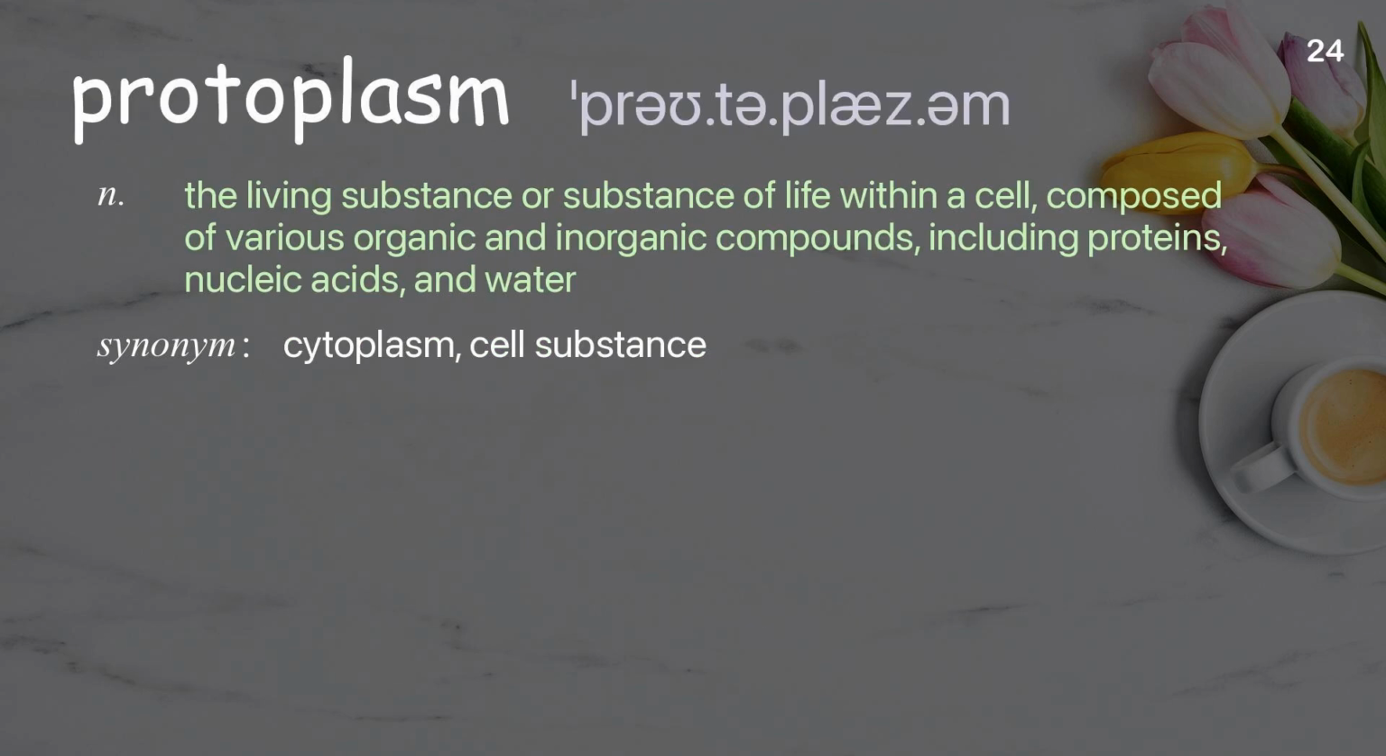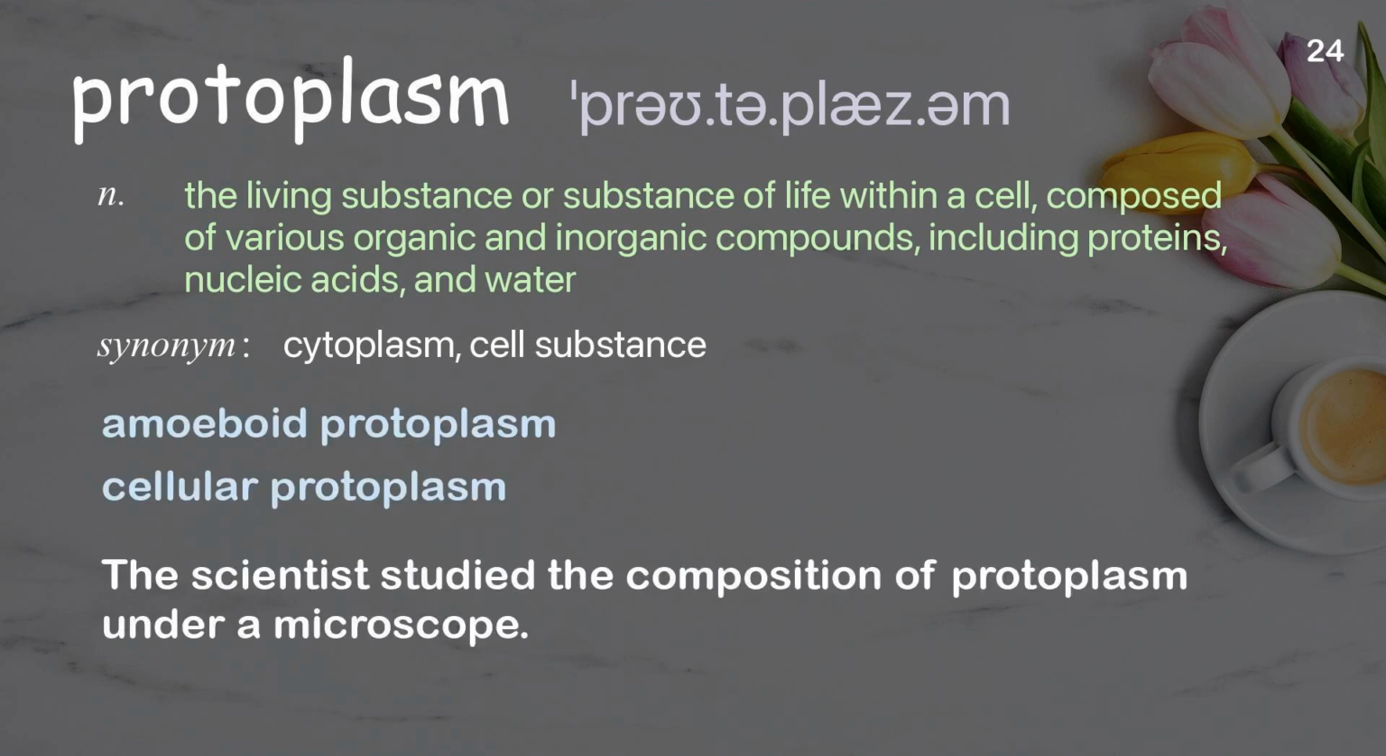Protoplasm. The living substance or substance of life within a cell, composed of various organic and inorganic compounds, including proteins, nucleic acids, and water. Examples: amoeboid protoplasm, cellular protoplasm. The scientist studied the composition of protoplasm under a microscope.